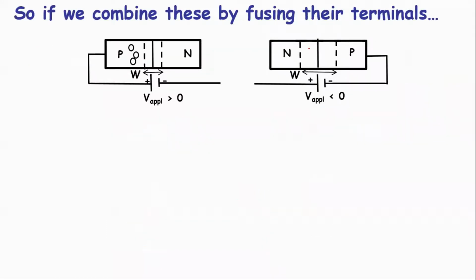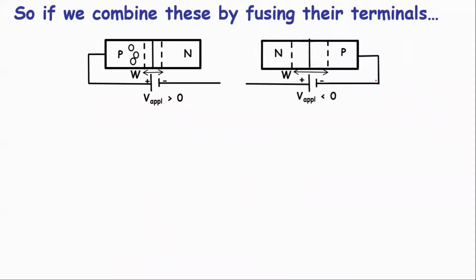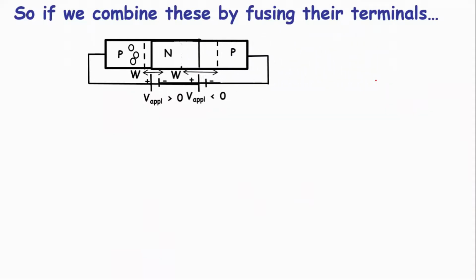What we are actually doing is combining these two by fusing their terminals. Here you can see this is P, this is N, this is NP. We have this junction forward biased and this junction reverse biased, so we are combining them. So it becomes a PNP transistor. Now this junction is forward biased, this junction is reverse biased.